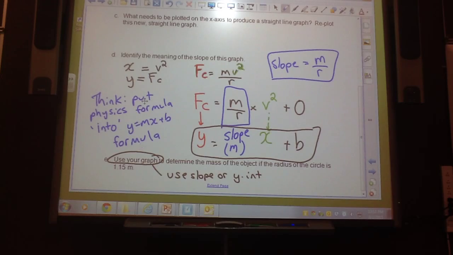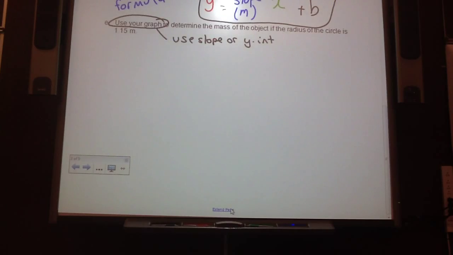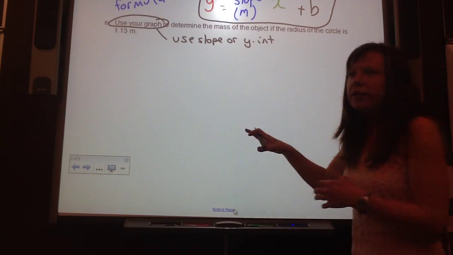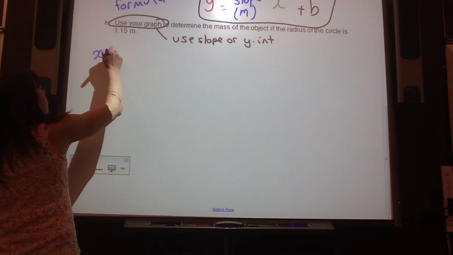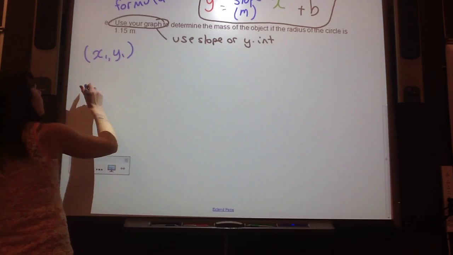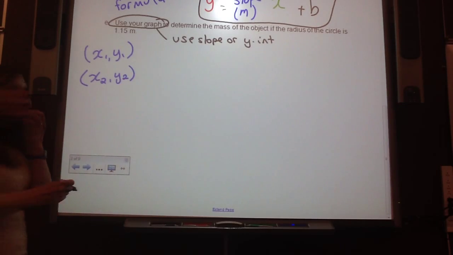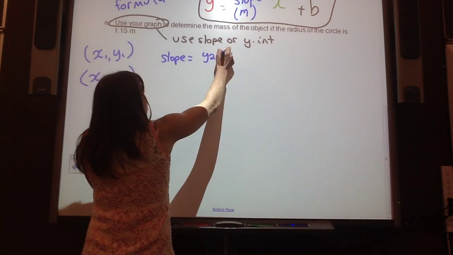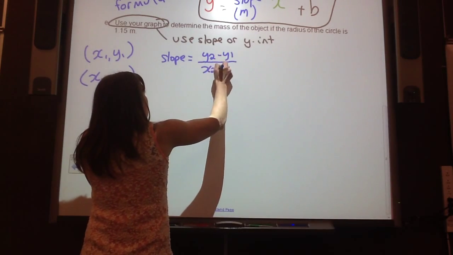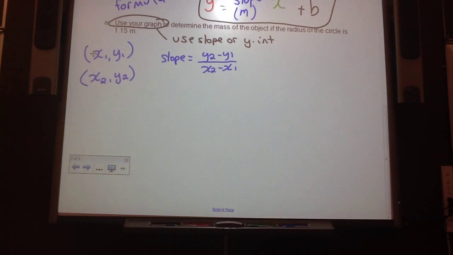Then you should use those 2 points. You can either write it right on your graph or in this space, whichever one you want. Write out your x1, y1, okay, as one of your points, and then your x2, y2. What's your formula for slope? Rise over run. So y2 minus y1 over x2 minus x1. So solve for your slope using the 2 data points that you use. And I'll show you the one that I have.